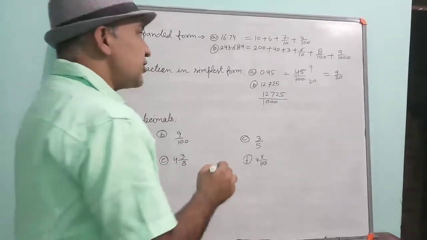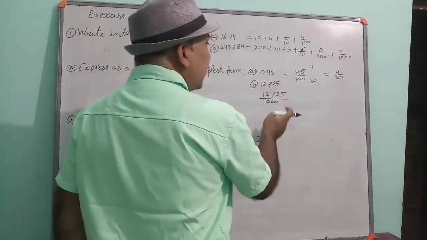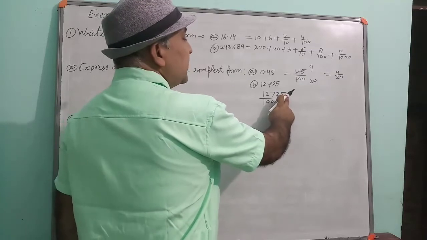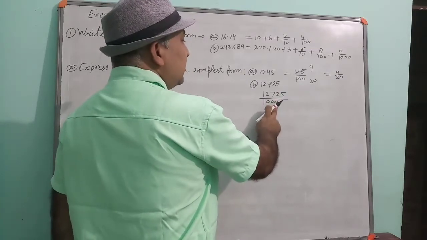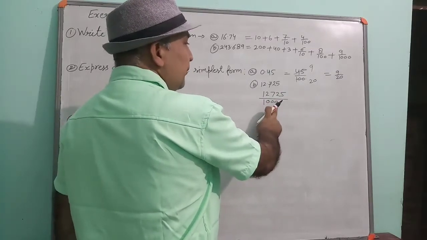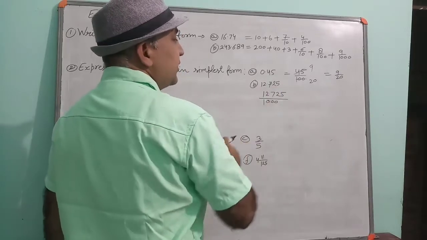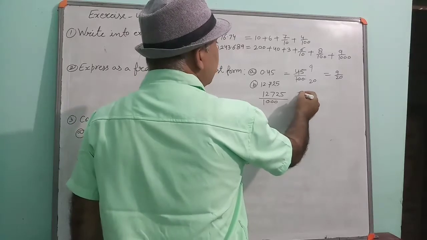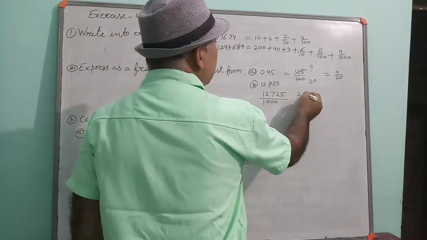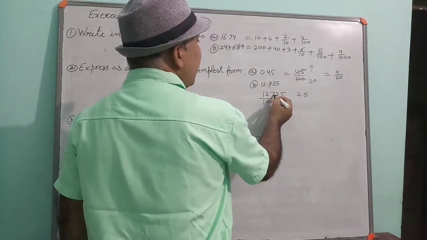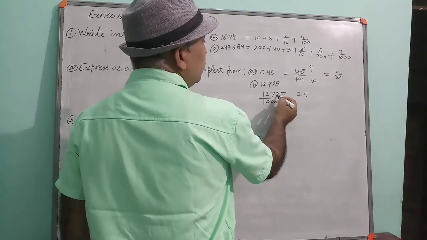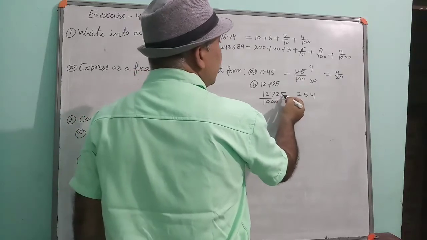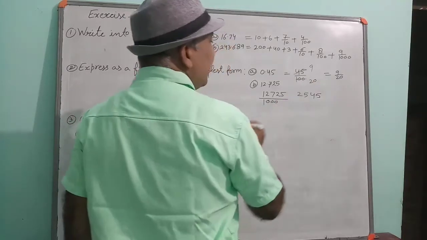To write it into simplest form, think of a number which can divide both. You can see that the unit digit of the numerator is 5 and the unit digit of the denominator is 0. That means both the numbers are divisible by 5. If you divide both the numbers by 5, 5 into 2 is 10, 5 into 5 is 25, 2 remainder, 2 into 22, 5 into 4 is 20, 2 remainder, 2 into 5, 25, 5 5 is 25.